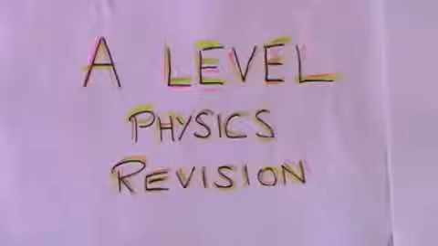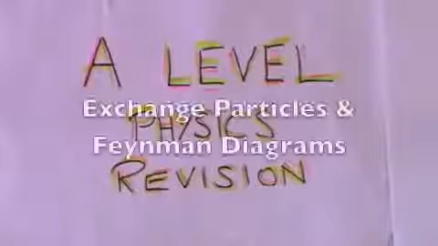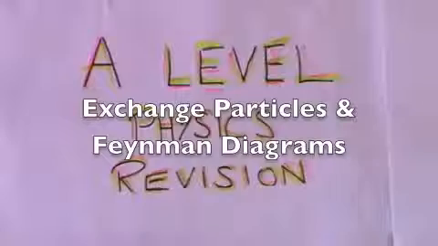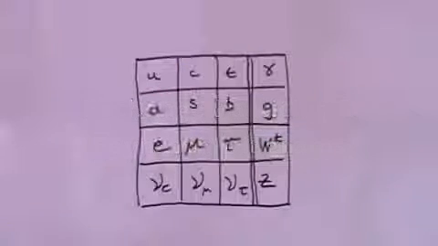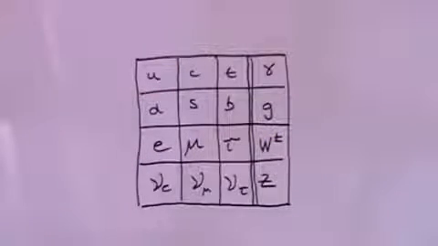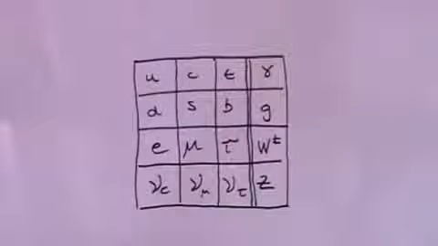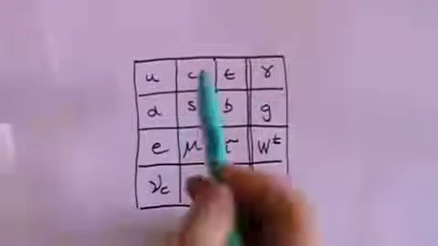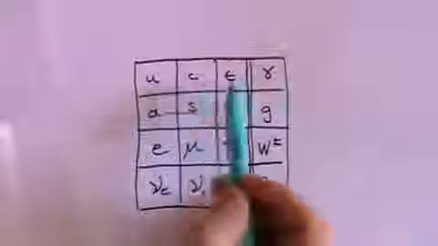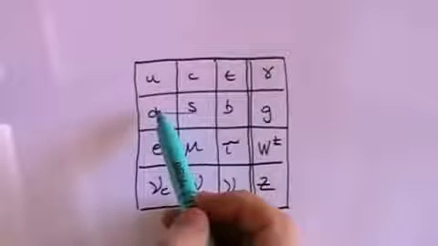Hello, today we're continuing in our A-level physics revision series looking at exchange particles and Feynman diagrams. In an earlier video, I set out what's called the standard model, which shows all the elementary particles that we're aware of. There are 6 quarks.